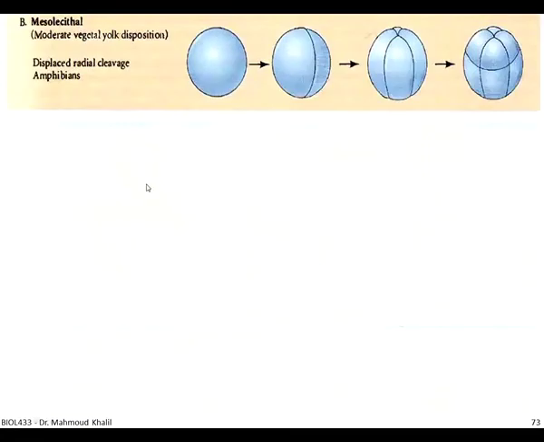Let's talk about the mesolecithal egg, and it is holoblastic as well, because you can see that the blastomeres are actually cleaved. Normally, if there is no or very little yolk, you have first 2 blastomeres, 4 blastomeres, and then 8 blastomeres. But since there is a moderate vegetal yolk deposition, you will have moderately a lot of yolk at the bottom part of the egg.